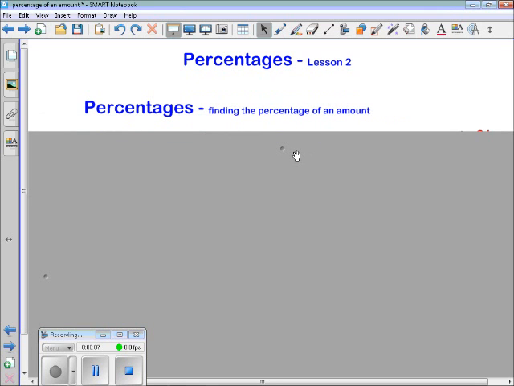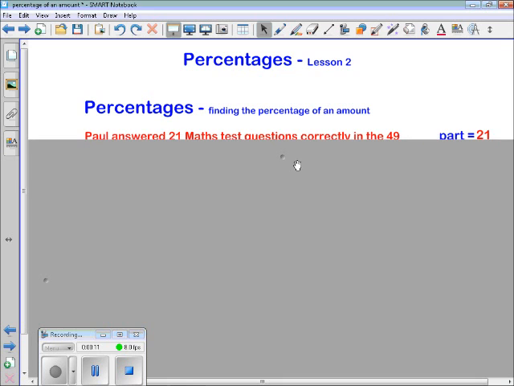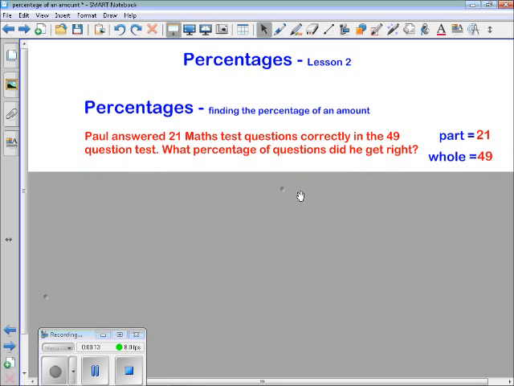Last time we were looking at percentages and we were finding the percentage of an amount. We had a question like this. Paul answered 21 maths test questions correctly in the 49 question test. What percentage of the questions did he get right?